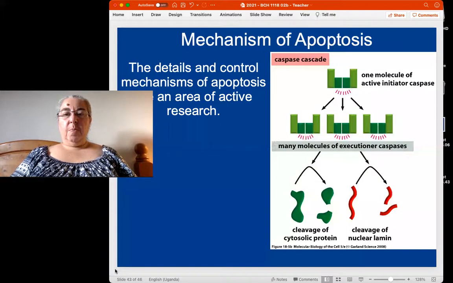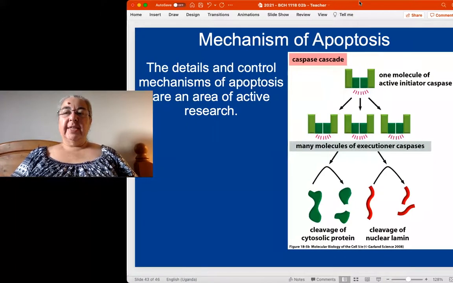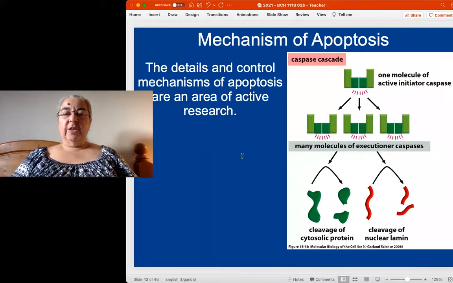Okay, so there's still a lot we don't know about apoptosis. A lot of the details of the process, a lot of the details of the signals that are involved are still being worked out. So there's a lot of research going on into apoptosis because, of course, there is a connection with diseases such as cancer, where we want to encourage processes that will get rid of cells that are wrong.